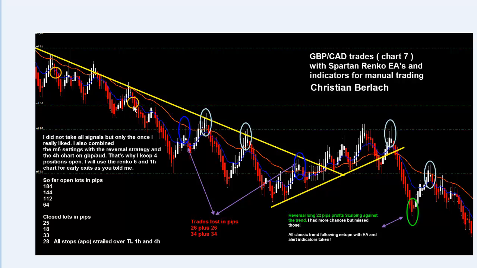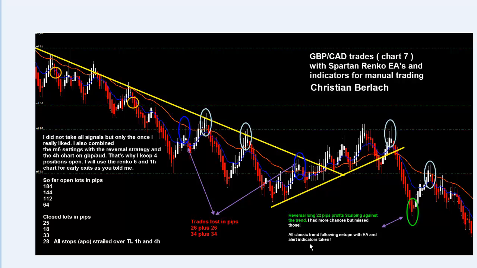As you can see, these are classic entries. It's not easy to spot here. There's another entry up here. He's explaining what he's doing exactly. The lots open, also losing trades that didn't work out. He had to manage some aggressive setups that we are going to teach you, to trade the reversals against the main trend, to make some trades there.